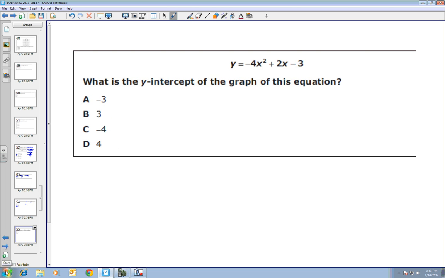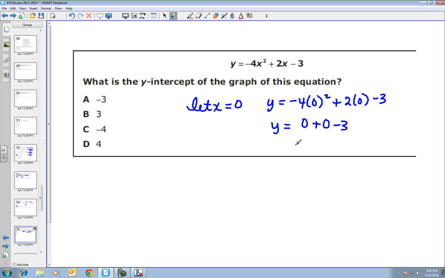Okay, what is the y-intercept of the graph of this equation? Again, to find the y-intercept, let x equal 0. So I'm going to plug 0 in for my x. So y equals negative 4 times 0 squared plus 2 times 0 minus 3. So I have 0 plus 0 minus 3. So my y-intercept is negative 3.